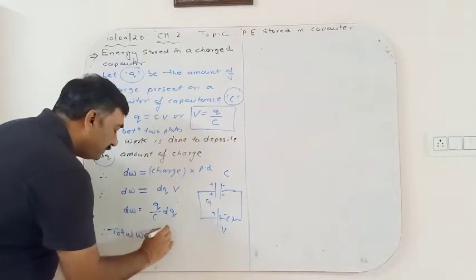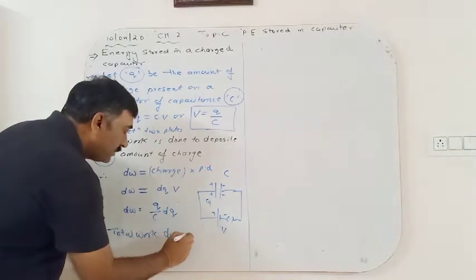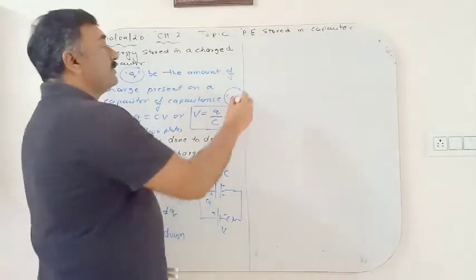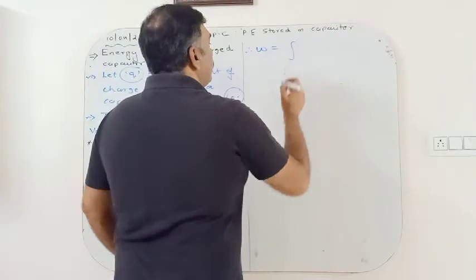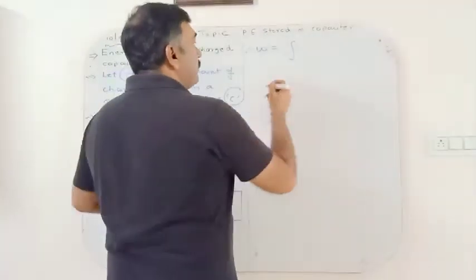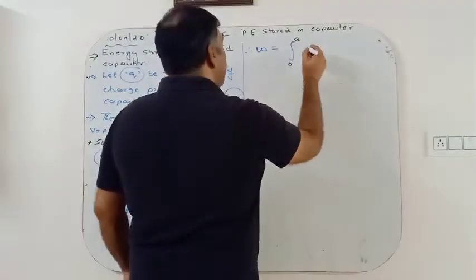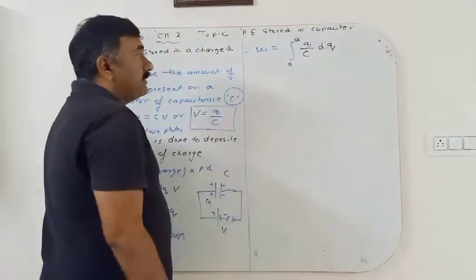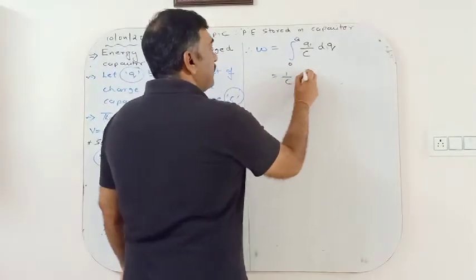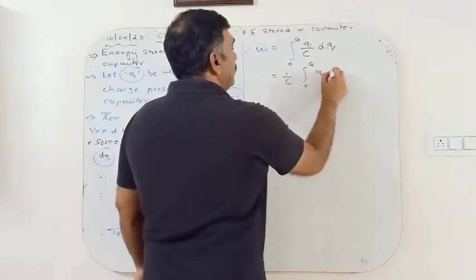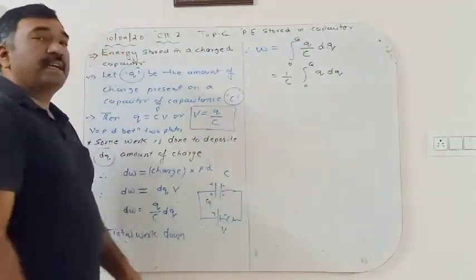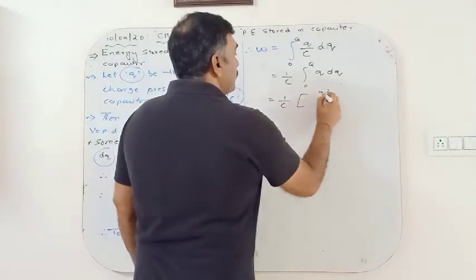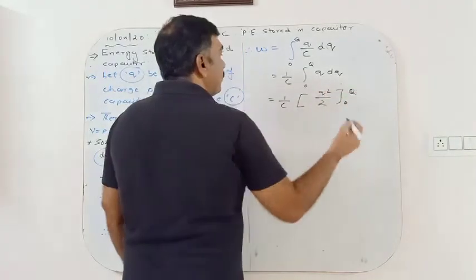So the total work done, how do we obtain it? By removing the derivative, that is, integrating. So W is equal to the integral from 0 to Q of Q by C into dq. C is constant, so 1 by C comes outside, integral from 0 to Q of Q dq, and we all know the integration of Q dq is Q square by 2, from 0 to Q, by substituting.